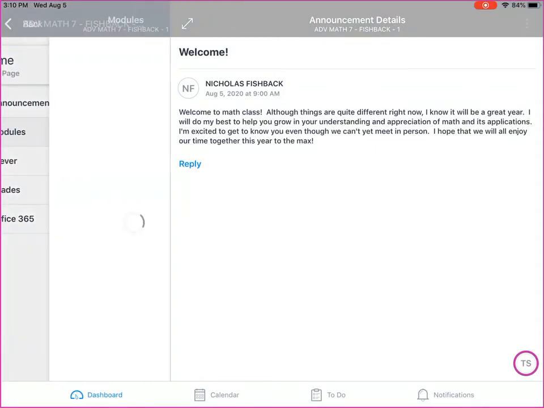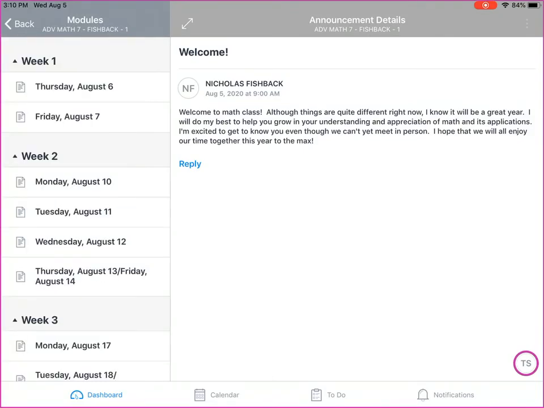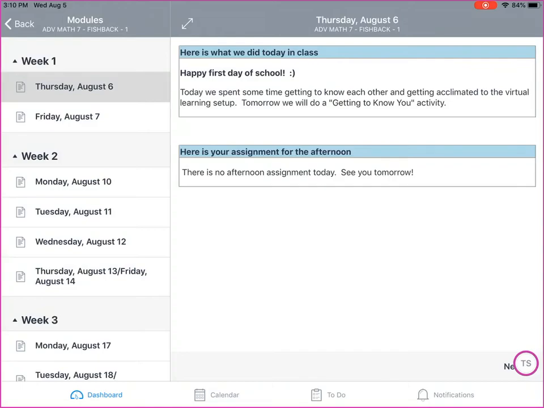So that's kind of a good place to find information about what's going on in class. Right below that you see modules. Modules are also really important because these are going to give you a little bit more specific information about what we did in class on a particular day. So right now I have it pulled up to Thursday, August 7th. This is our first day of school, and so you can see the first box at the top tells what we did in class, and then the second box says this is your afternoon assignment. There is no assignment on the first day of school, so there's no homework there, so that's great. But if there was homework, that's where you would find it.